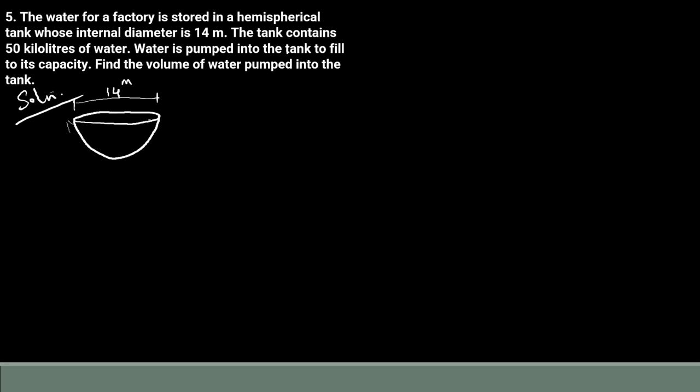So the tank contains 50 kiloliters of water. So the tank contains some amount of water. Water is pumped into the tank to fill to its capacity. Okay, let's say the tank contains water up till here. So this is 50 kiloliter of water, and water is pumped into the tank. So they are adding water basically to fill to its capacity. Now they will fill this part also. Everything will be filled up. Find the volume of the water pumped into the tank.